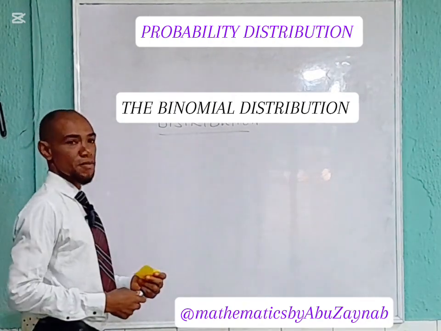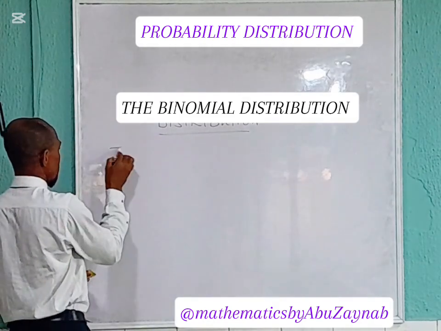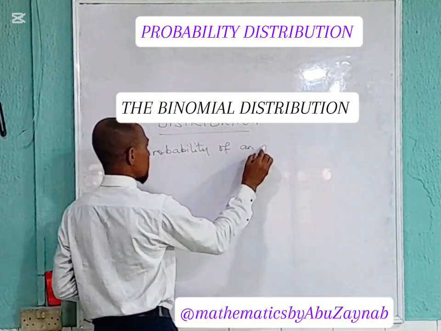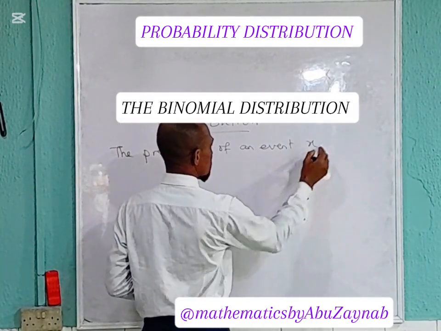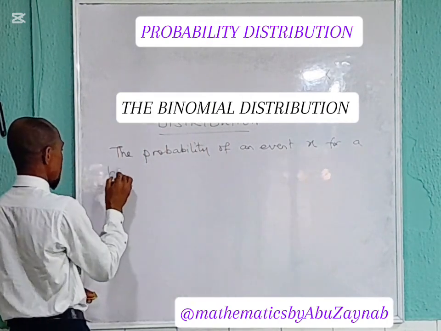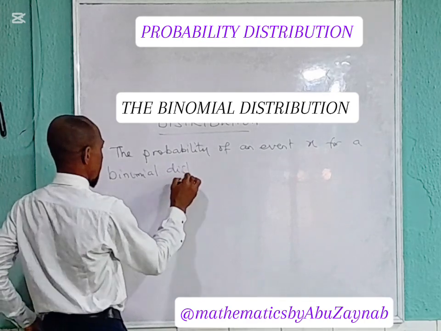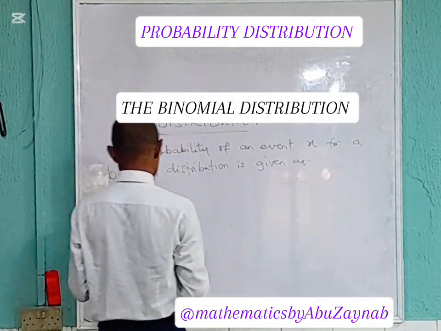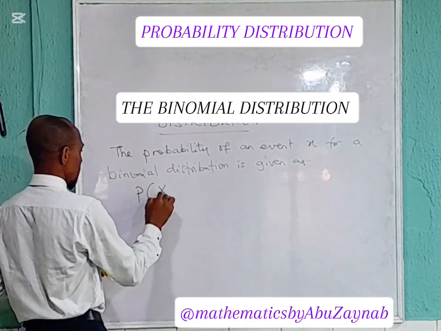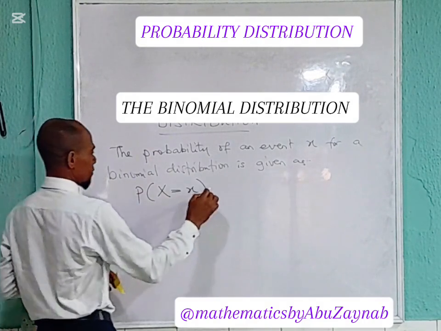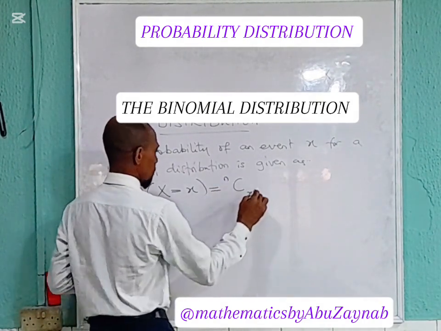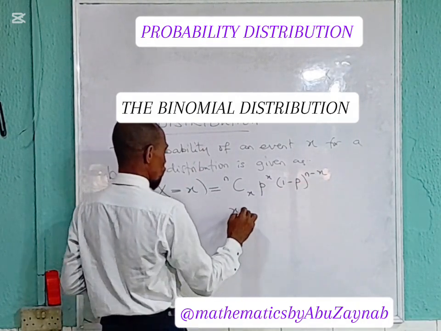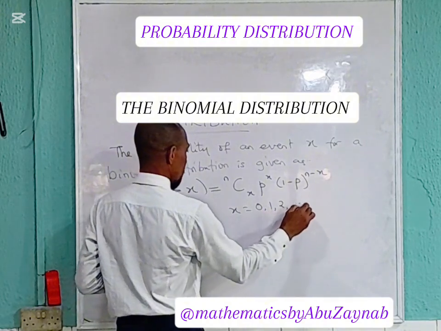Then we're looking at the formula for computing the probability of binomial distribution. So we say the probability of an event x for a binomial distribution is given as P(X = x) equals n combination x, p raised to power x, times 1 minus p raised to power n minus x, with x running from 0, 1 up to n.